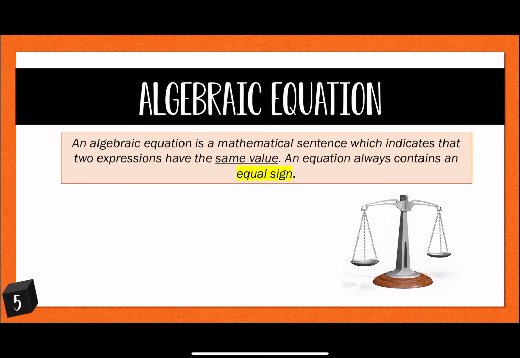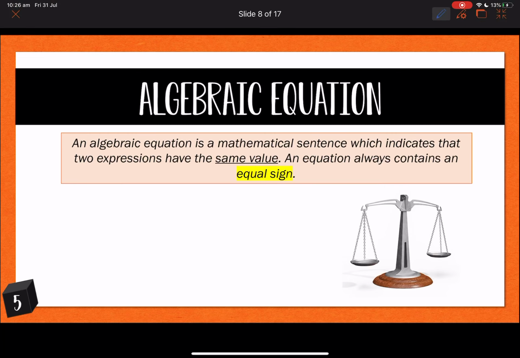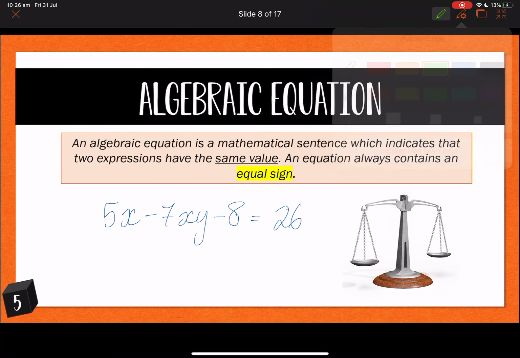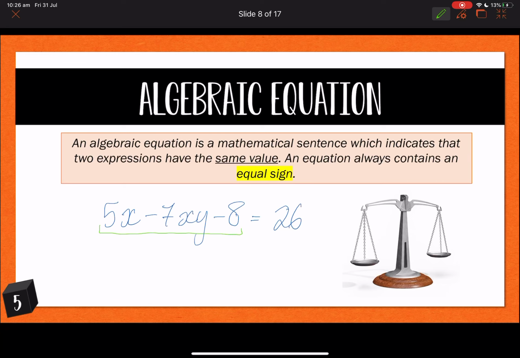But when we're talking about an algebraic equation, this is slightly different. This is when it does contain an equal sign. So if I had 5x take 7xy take 8, and I said all of this equals 26, that means there are actually 2 algebraic expressions. Remember, the expression does not contain an equal sign. This is an expression, and this is an expression, and they're worth the same amount.